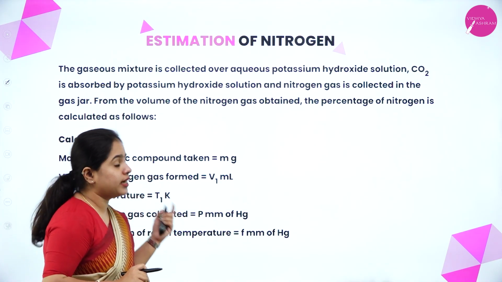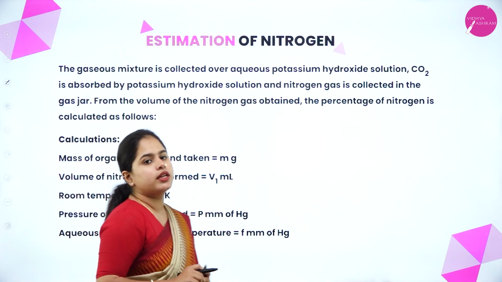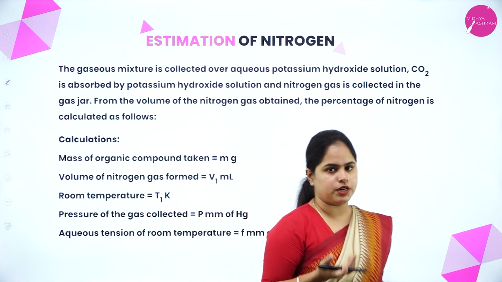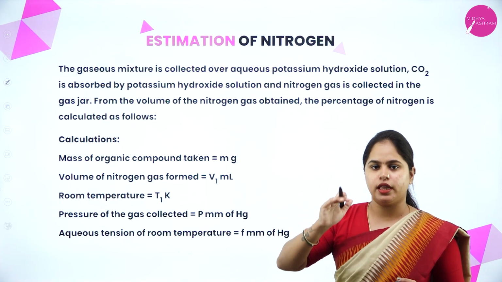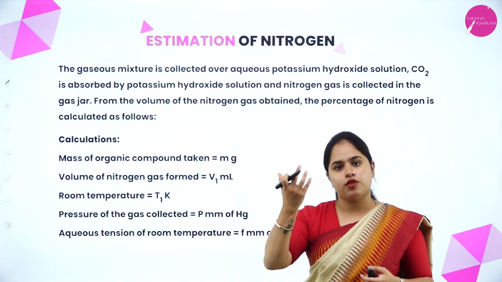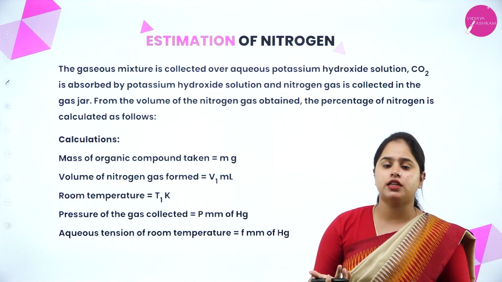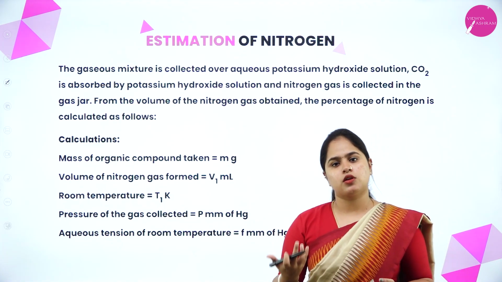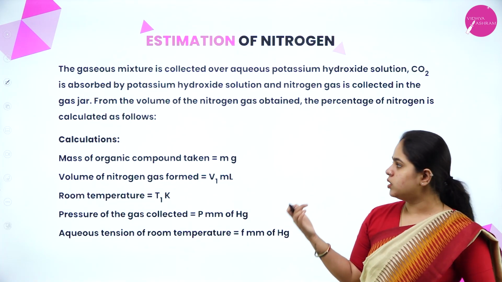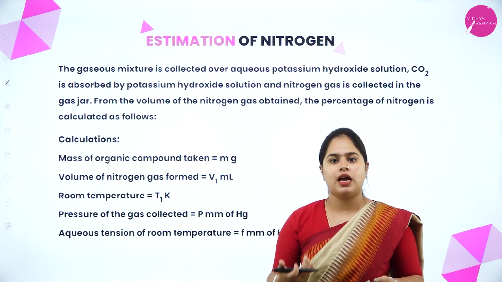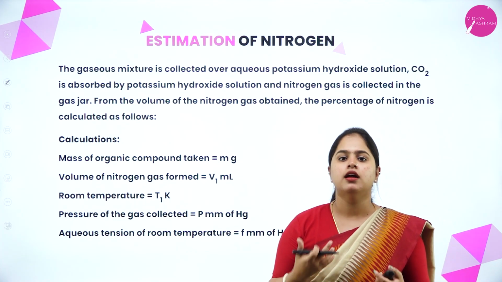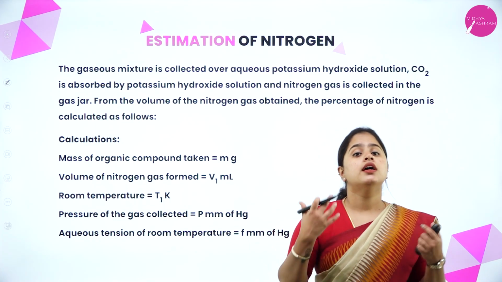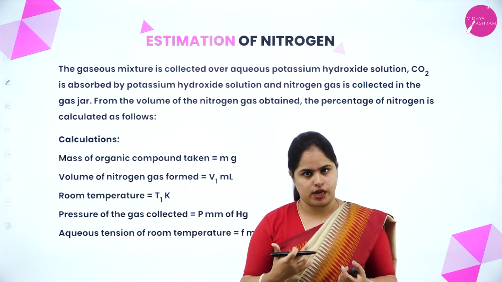From the volume of the nitrogen gas obtained, we can calculate the percentage of nitrogen present in the organic compound. So once you obtain the nitrogen over the potassium hydroxide solution, from the amount of nitrogen gas obtained, we can calculate the percentage of nitrogen. So now let's see the calculations, because we are doing quantitative analysis, right? We need how much percentage of nitrogen is present in the whole organic compound, right?